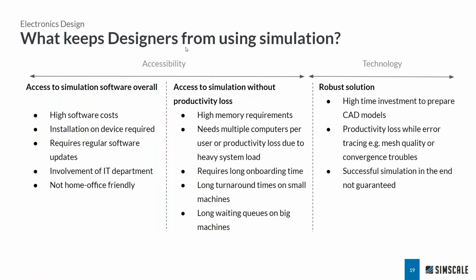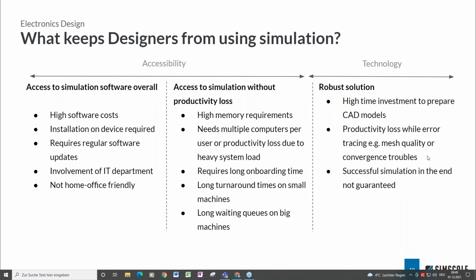Good. That's not all. Accessibility is not the only thing that keeps people from using simulation. There's also in electronics design a technological barrier. And that means you're requiring a robust solution. It takes quite some time to prepare or simplify a CAD model so that it's really usable in simulation. If you don't do it, you might run into troubles, into errors. You might spend quite some time tracing those errors down. That might be related to bad mesh. You might have problems converging your simulation, and in the end, you're not even sure if you will get a simulation working. So you need to make the call at the beginning.